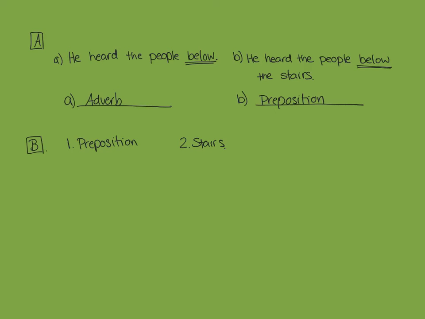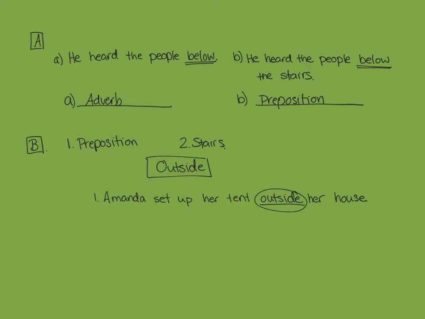For part B, they're going to give you a sequence of words that could be prepositions or adverbs, and your job is to write two sentences. The first uses it as a preposition, and the second uses it as an adverb. So I could start with the word outside. For the first sentence, to use outside as a preposition, I could say Amanda set up her tent outside her house. So outside would be the beginning of our prepositional phrase. By removing the last two words, I can now use it as an adverb because it has no phrase attached to it. Amanda set up her tent outside.